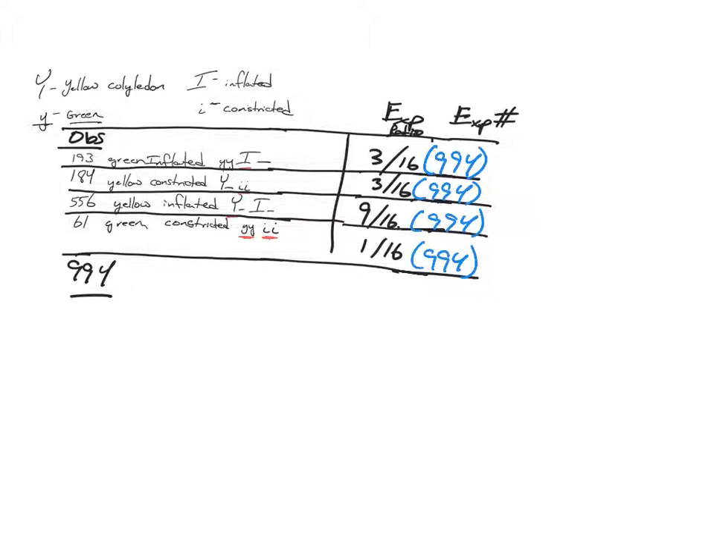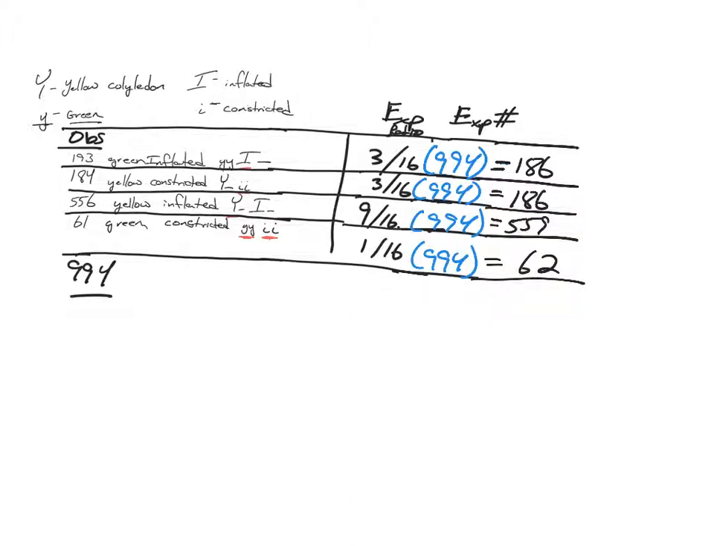What number do I get then? For the first one, I get what? 186. Then I get what? 186. That makes sense, right? And the next one? And the last one? Yeah, it is close, isn't it? 62 is close to 61. 556 is close to 559. 193 is close to 186. I mean, how close are they?